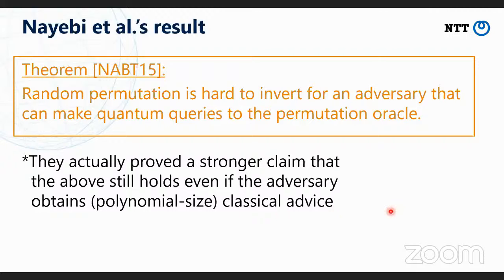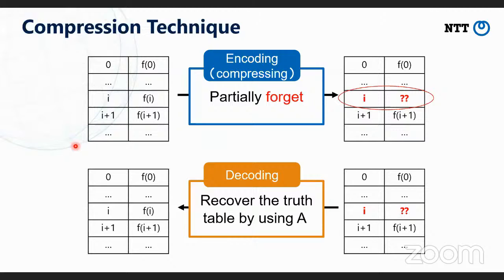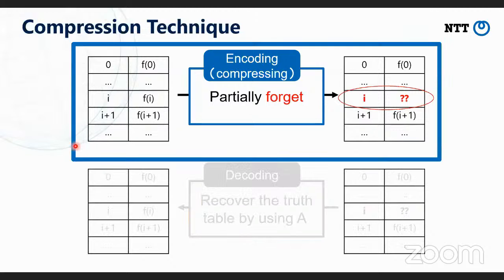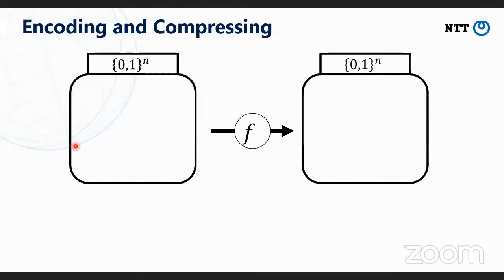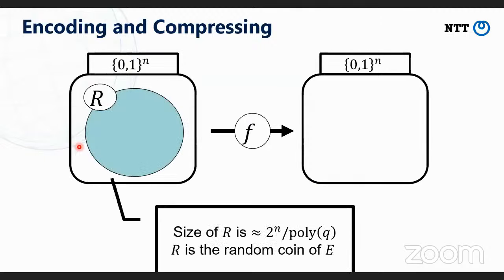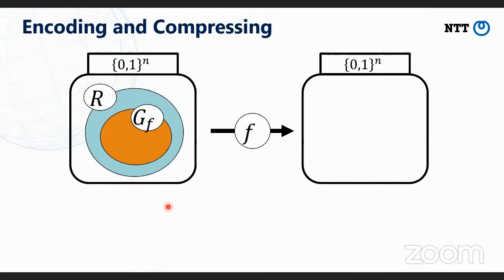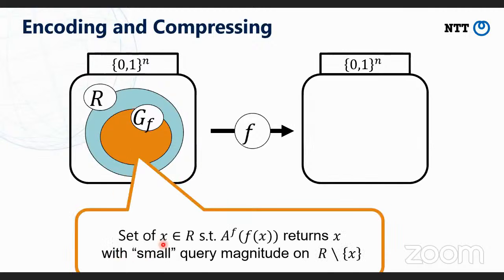And next, let me explain how Nayak et al. proved this claim, the hardness of inverting random permutation. And actually, they also used the compression technique. So next, I will explain how their encoder works. So first, their encoder takes a random subset R, and the size of random subset R is about 2 to the power n over polynomial of n. And their encoder takes a subset G_F inside R. And this is the set of X inside R such that the adversary A successfully inverts F(X). And the adversary A's quantum query magnitude on R is very small.